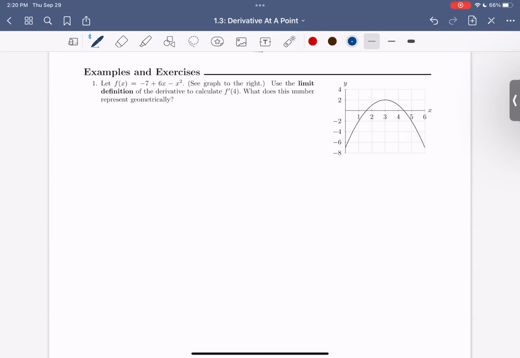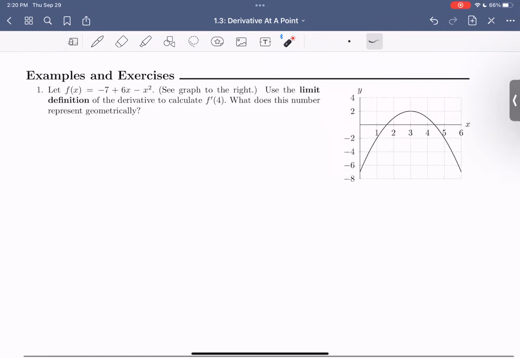All right, so number 1 says, let f of x equal the function -7 plus 6x minus x squared. And you can see this function drawn graphically here on the right. And now it's asking us to use the limit definition of the derivative to calculate the derivative of f at 4. Then it asks what this number represents geometrically.